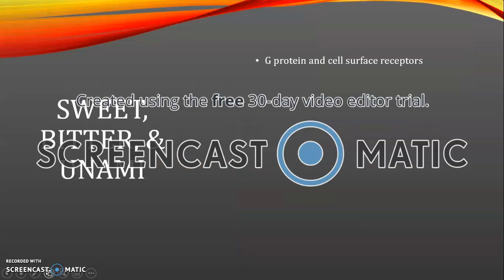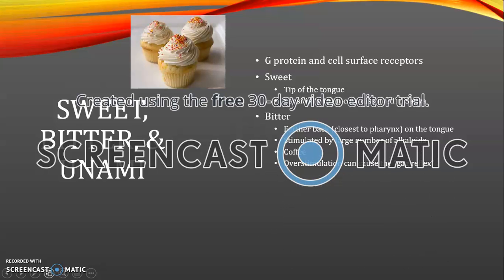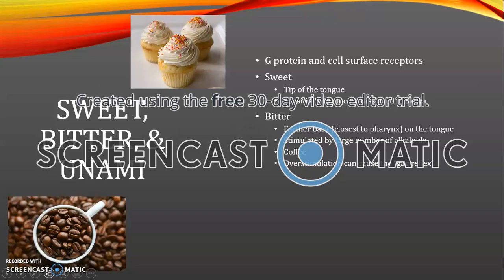Alright, now sweet, bitter, and umami are similar in the fact that they are transduced by G protein and cell surface receptors. The sensitivity of taste cells when there is a presence of glucose dissolved in the saliva. Bitter is actually farther back and it's closer to the pharynx. It is stimulated by a large number of molecules known as alkaloids, and most of these alkaloids actually originate from plant sources like coffee. Now, when there are a lot of alkaloids in a substance, it can cause overstimulation, thus causing the gag reflex. Now, umami is transduced a little differently.